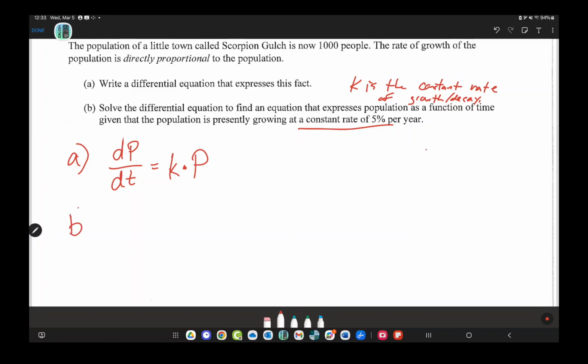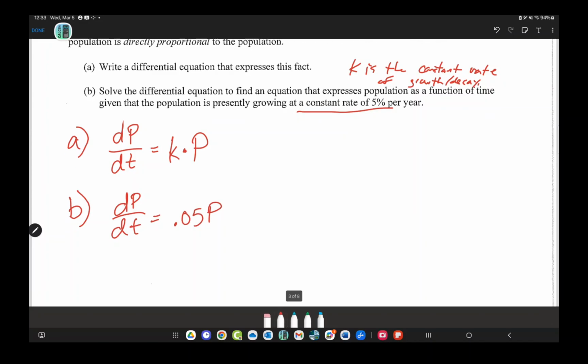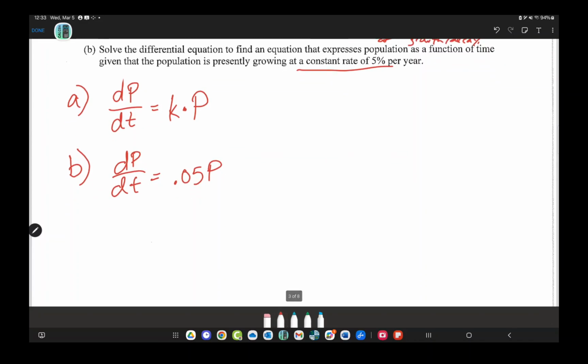So here for part B, we're given dP over dt is equal to 0.05 P. And we are tasked to find the equation for the growth rate in terms of T. So basically do the same thing we've been doing. This time we don't have X and Y, we have P and T. We need to get P on one side, T on the other.